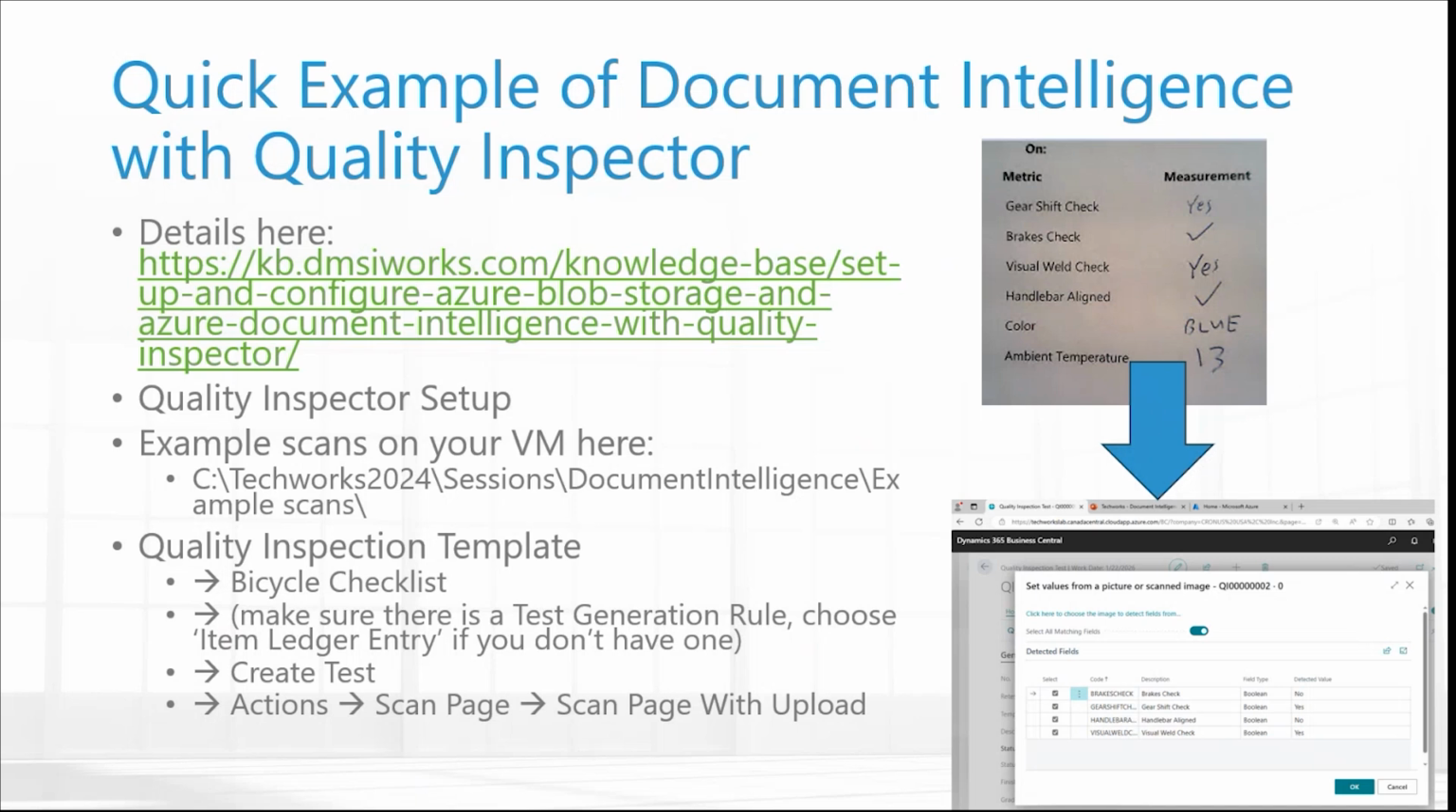If you do want to follow along, you don't have to, but the example scans that we have are in your TechWorks sessions, document intelligence, and example scans folder. What we're going to be using is a template that has some bicycle checklist fields inside of it. The actions are going to be on here as well. All right, so let's quickly review what this actually looks like.